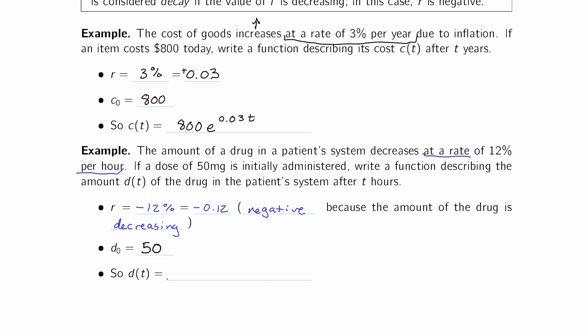So the amount of the drug in the patient's system after t hours is 50 times e to the negative 0.12 t. So that's all there is to this. We just have to be alert for when this is happening. In real life, it's always clear which one of these we actually mean. But because the phrasing that we use differently is so subtle, in math class, it's sometimes hard to be sure.